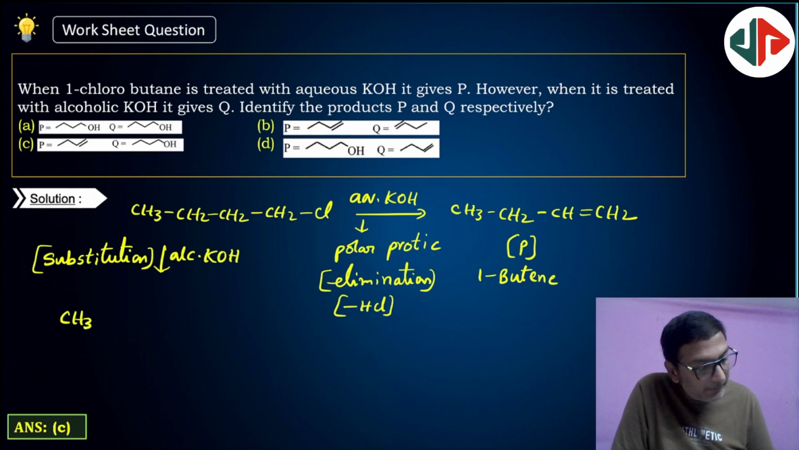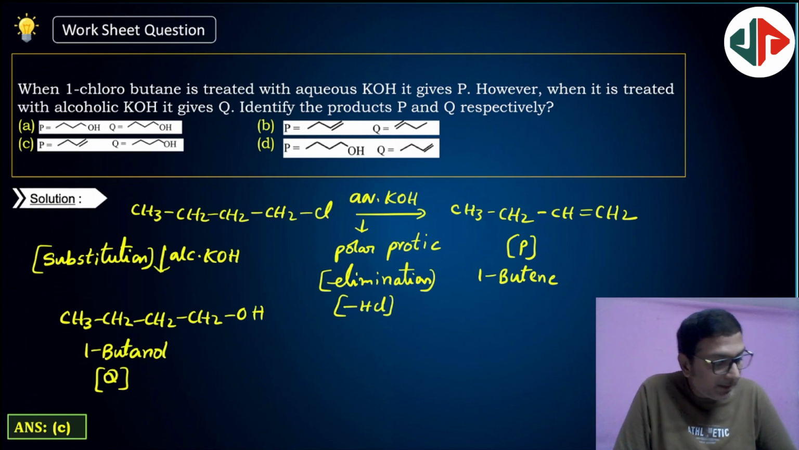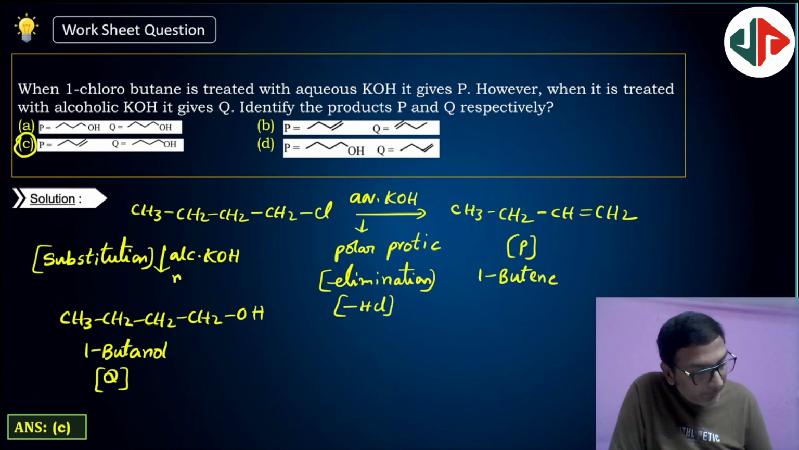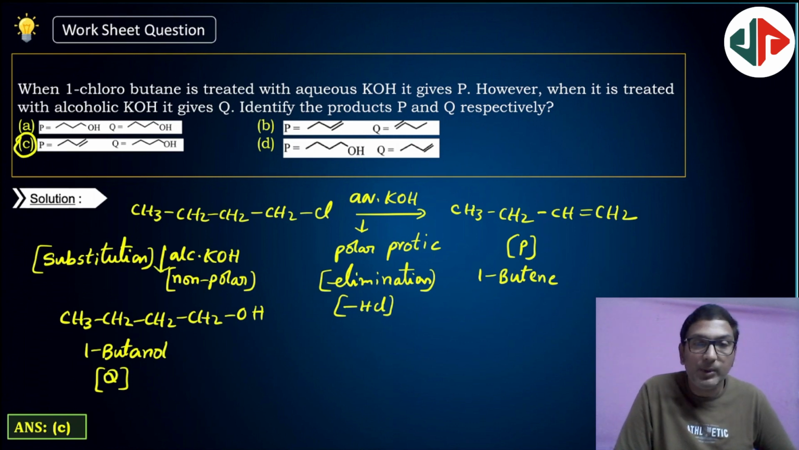Therefore it gives CH3-CH2-CH2-CH2OH, so 1-butanol, which is Q. So P is alkene, Q is alcohol, option C. So alcohol means almost non-polar solvent. Non-polar medium. Non-polar solvent favors substitution. Polar solvent favors elimination.